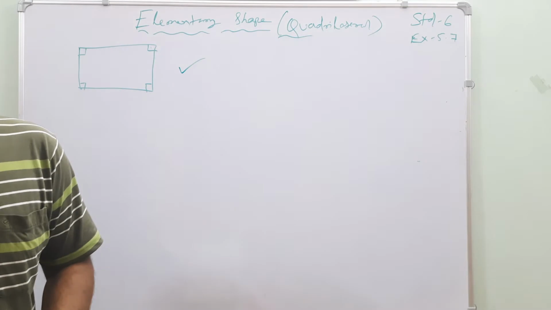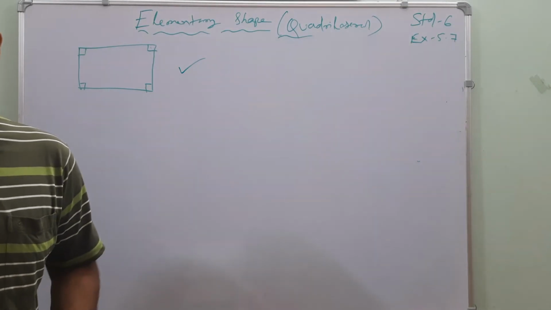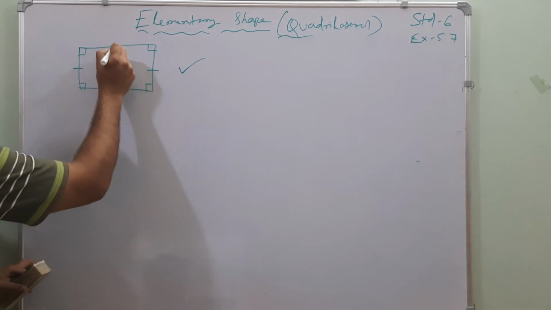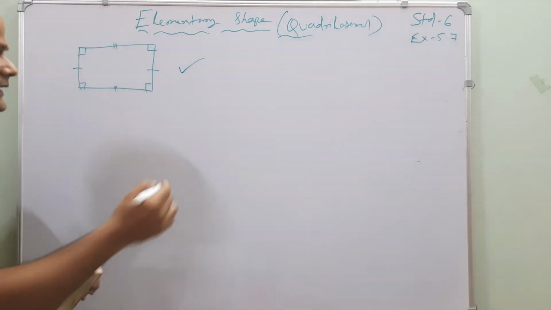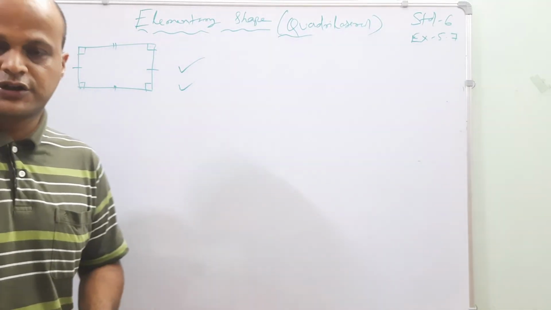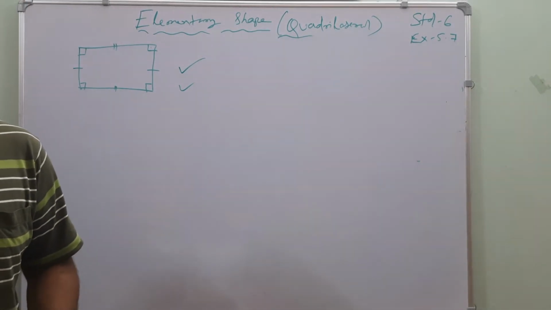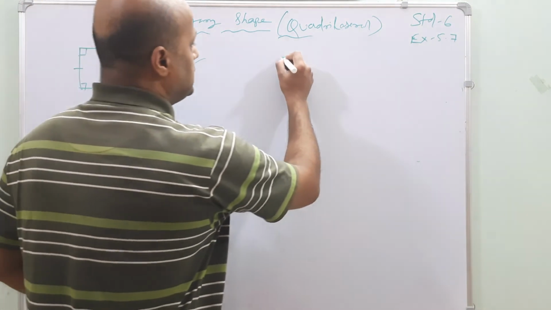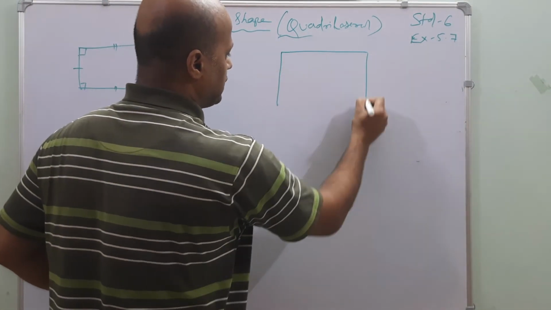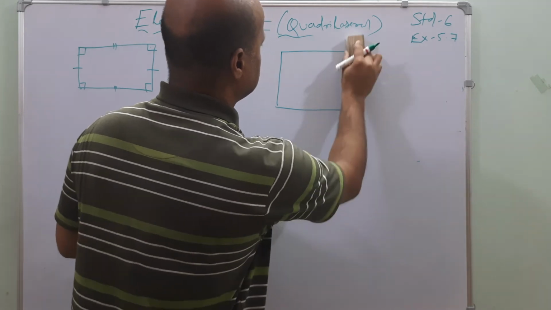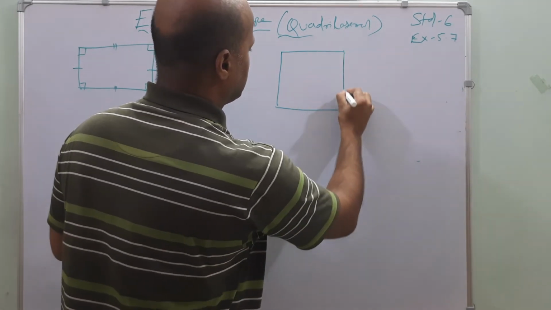Understood? It says that the opposite sides of a rectangle are equal in length. Yes, it is. The second point is also correct. Understood? The third one is saying that the diagonals of a square are perpendicular to one another. In a square, what about the diagonal? It is equal in size.